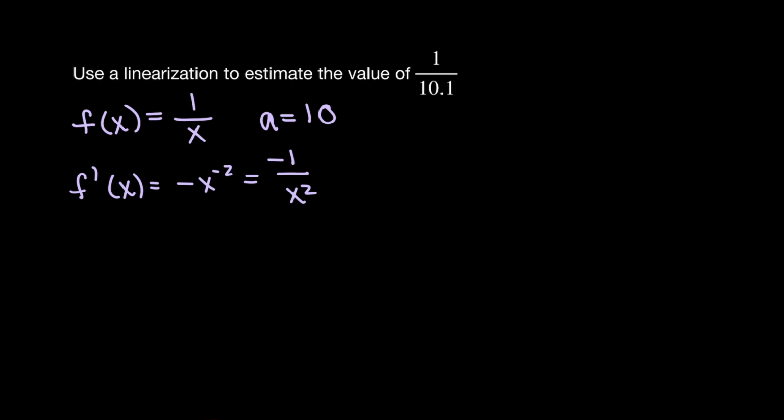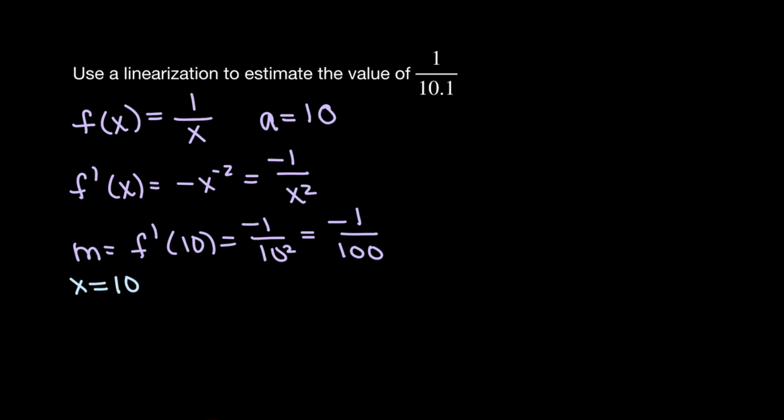So I'm going to start with my derivative. 1 over x is the same as x to the negative 1. So that derivative would be negative x to the negative 2, or negative 1 over x squared. To get my slope, I'm going to plug 10 in for x, so negative 1 over 10 squared, or negative 1/100 is the slope of my tangent line.